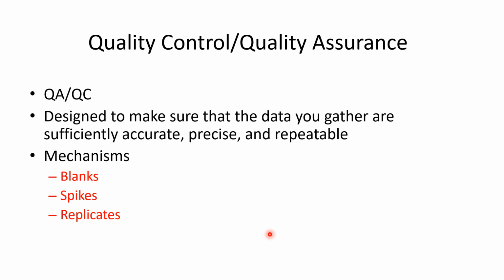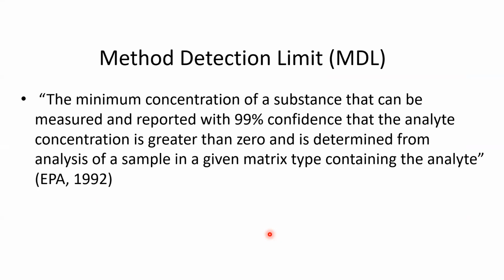When you collect the data, you have to make sure of the data quality. So quality control and quality assurance in terms of blanks, spikes, and replicates. Blanks make sure there is no contamination. Spikes check that your machine is running the numbers okay. Replicates check whether you're getting the same number again if the sample is the same.